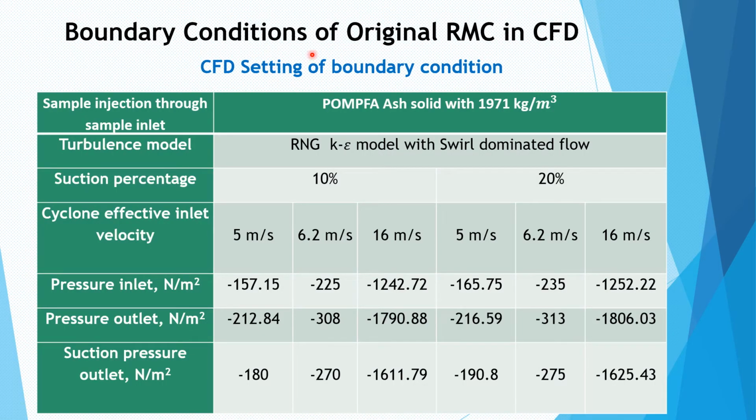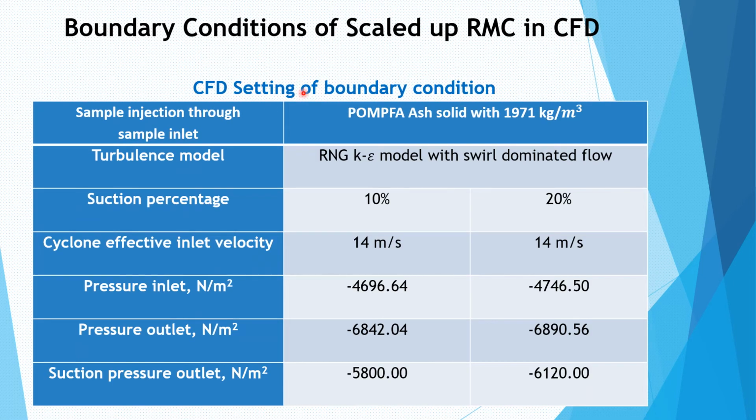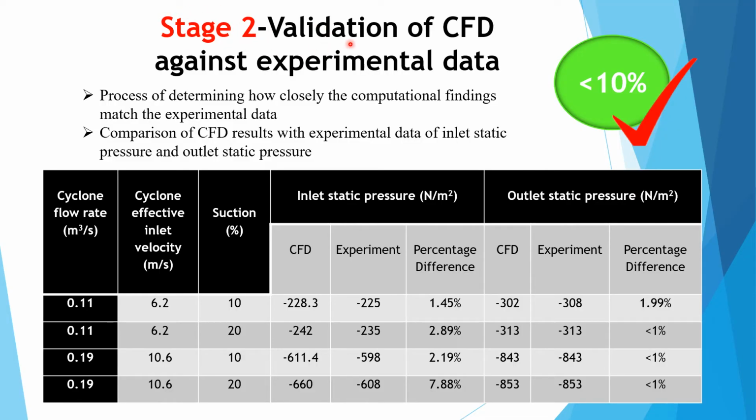This is the CFD setting of boundary conditions in the original RMC, where the cyclone effective inlet velocities of 5 m per second and 60 m per second have been extrapolated from the previous study. This is the CFD setting of boundary conditions in the scale-up RMC, where the cyclone effective inlet velocity is 40 m per second. The same sample injection is used as in the original RMC, which is PONFA with density 1071 kg per meter cube. Then we move to stage 2, which is the validation of CFD against experimental data.